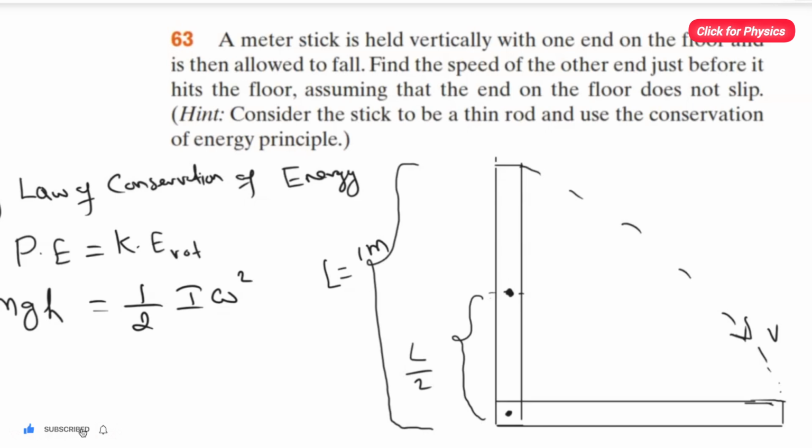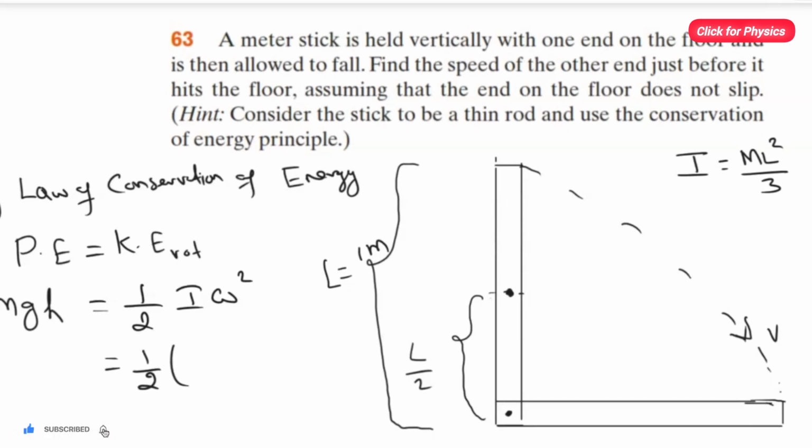Clear? And the most important thing here is the value of I, because they clearly mention consider the stick to be a thin rod. So the moment of inertia for the thin rod, based on this being our axis of rotation, here the axis of rotation is at the edge of the rod. For the edge of the rod axis of rotation, we have to use the formula ml square over 3. What's the value? ml square over 3. So I have to substitute this here. If you substitute, what will you get?